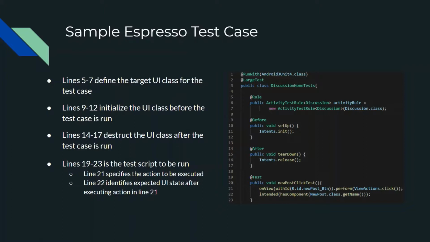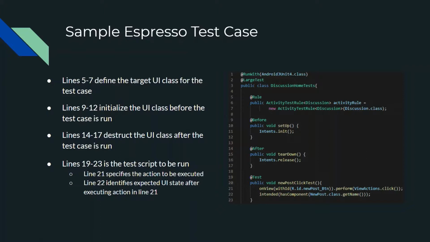Lines 5 through 7 initialize the activity rule object, which specifies that these test cases should be run in the discussion UI class. Now this UI class contains a layout for a discussion forum homepage, which includes a list of posts to the discussion forum and a button that you can tap on to create a new post.